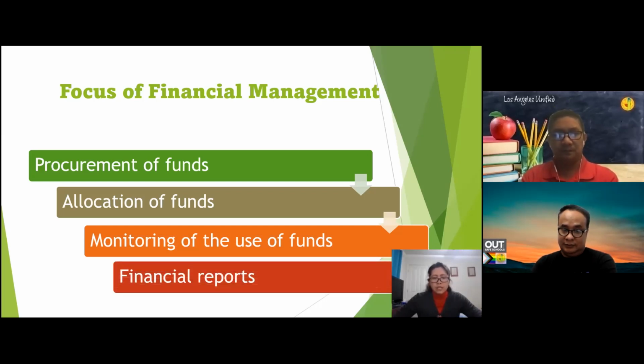And then the fourth focus is financial reports. This is reporting all schools' discharge of accountability. It is imperative to ensure relevant parties are provided with regular reports that are up to date, of course, and meaningful. This is where it will be recorded how the funds are being used, and it will be reported to the organization.